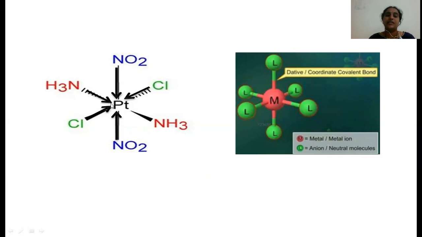If you see this complex, platinum is the metal, and all the ligands are donating one pair of electrons to the metal, because all are monodentate ligands, so they can donate only one pair of electrons and make this bond. This bond is called a coordinate covalent bond. The representation of this bond, the coordinate covalent bond, is present between ligand and metal.